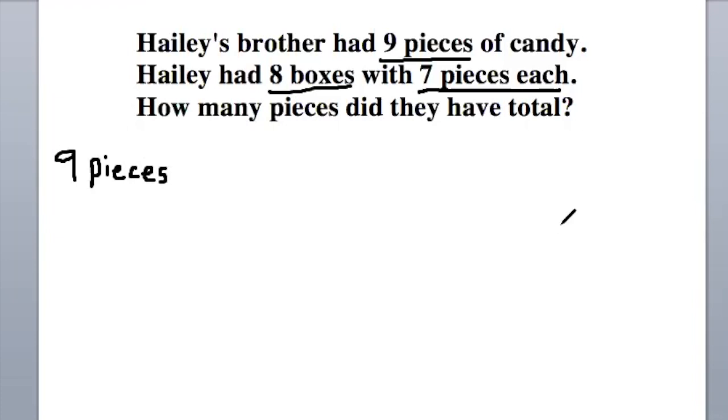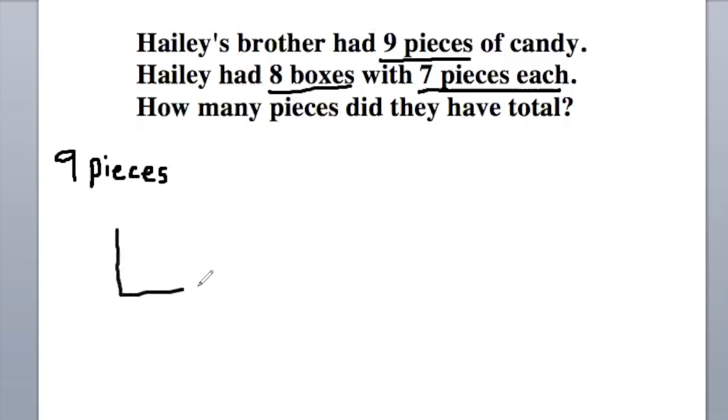Now it says Haley had 8 boxes with 7 pieces each. So that looks like, to me, a tape diagram. We have 8 boxes, which means we have to make a big tape diagram with 7 lines to make 8 parts. And there's 7 pieces of candy in each part. So let's try to make that. You can pause the video or you can just follow along with me. That's fine.